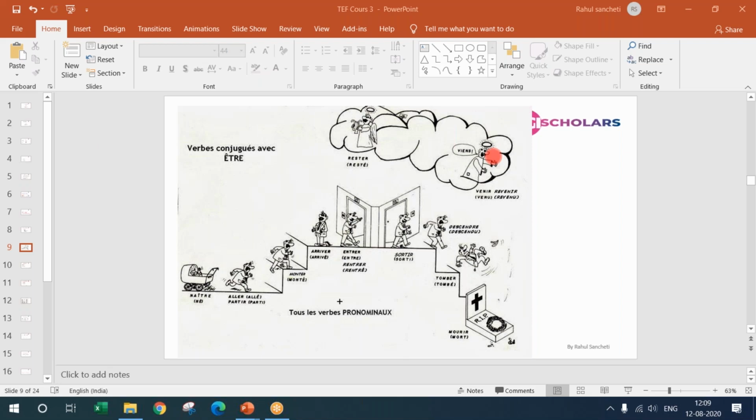So I think now, with the story, you would remember all of these verbs. That is to be born, to go or to leave, to climb, to arrive, to enter, to re-enter, to exit, to get down, you fall, you die, you rest in peace, or you come back. Venir.